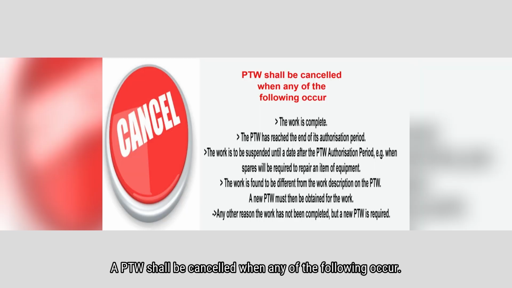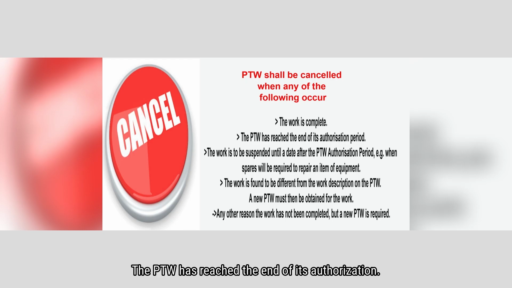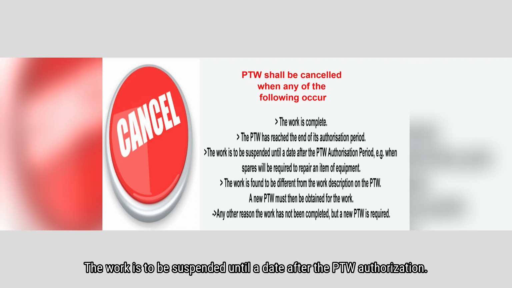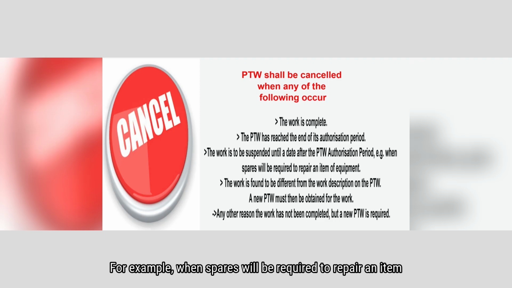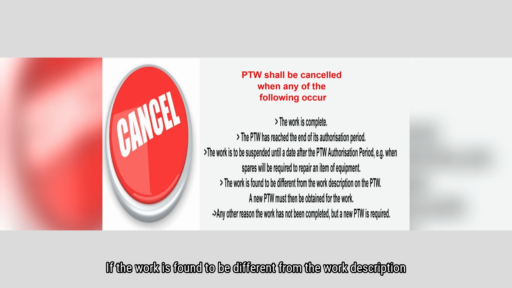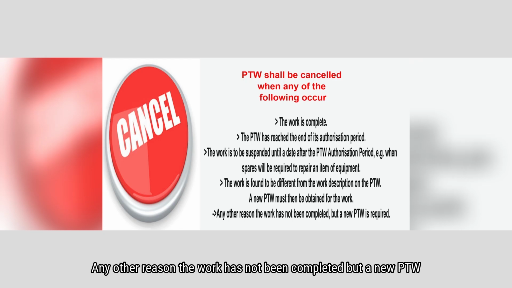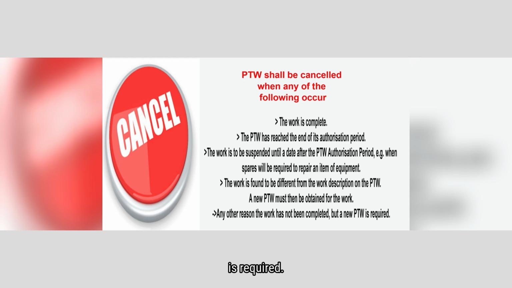A PTW shall be canceled when any of the following occur. The work is complete. The PTW has reached the end of its authorization period. The work is to be suspended until a date after the PTW authorization period, for example, when spares will be required to repair an item of equipment. If the work is found to be different from the work description on the PTW, a new PTW must then be obtained for the work. Any other reason the work has not been completed, but a new PTW is required.